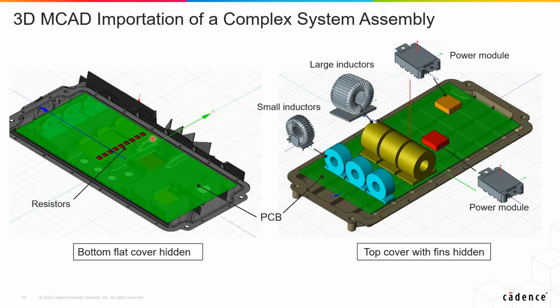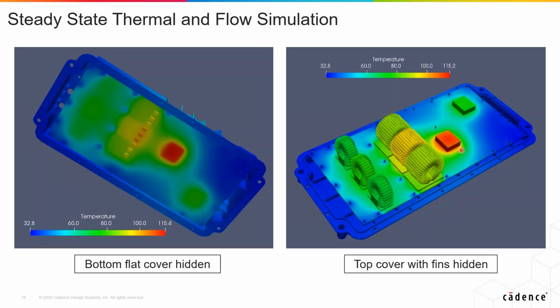Next example here is also a complex assembly. We talk about true 3D importation into the software. We could resolve a PCB board and the enclosure, the top and the bottom. Then we resolve the temperature distribution inside with these two packages and all those components on top of this PCB and then at the bottom of the PCB.